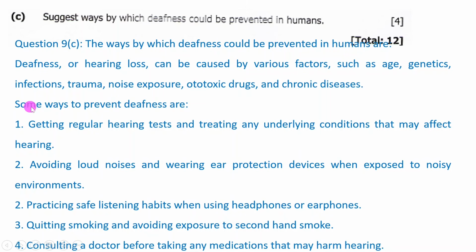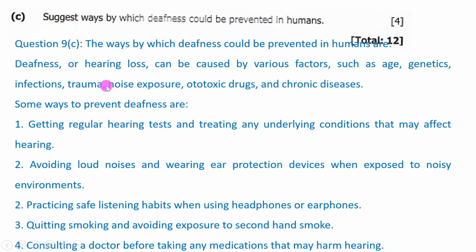So we're saying some ways to prevent deafness are: number one, getting regular hearing tests and treating any underlying conditions that may affect hearing. Number two, avoid loud noises and wear ear protection devices when exposed to noisy environments. Number three, practice safe listening habits when using headphones or earphones. Number four, quitting smoking and avoiding exposure to second-hand smoke. Then number five, consulting a doctor before taking any medication that may harm hearing.